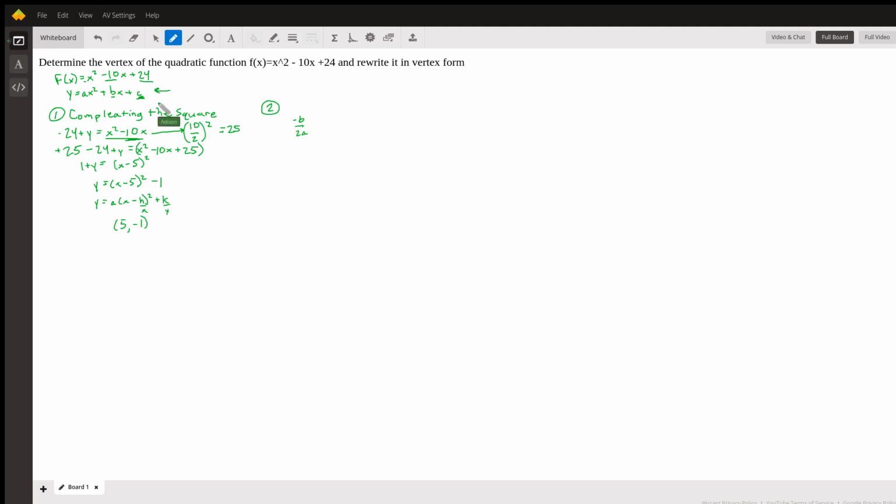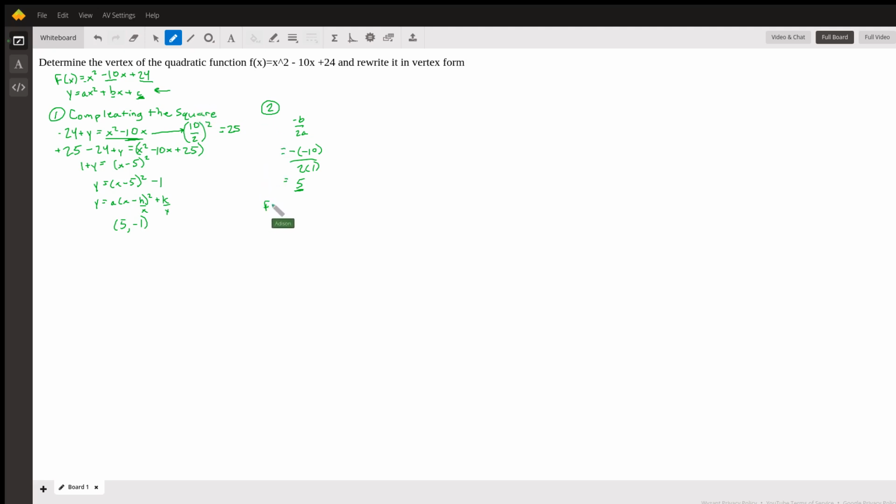Now, again, the b is the negative 10 in our case, and the a is 1. So if we say negative of negative 10 over 2 times 1, we're going to get 5. So 5 is the x-coordinate of our vertex. And now that we have the x point of our vertex, we can just plug 5 back into our equation to solve for the y coordinate of the vertex.